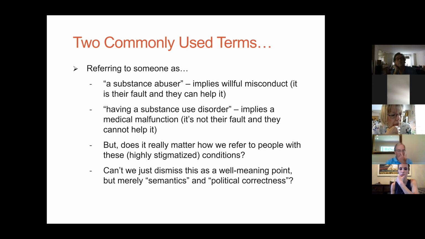I think it might evoke this idea of willful misconduct, that it is their fault and they can't help it. They're abusing the substance. They're choosing to abuse it to get high, and so this is the implication with that terminology. Now, if you contrast that with terminology such as having a substance use disorder, it does imply, with the term disorder, of course, that there is some kind of medical malfunction.